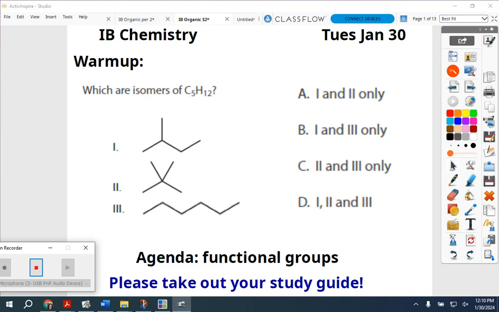Let's start with our warm-up question, which is related to what you guys did at the end of last week. Which of these skeletal structures are isomers of C5H12? Maya?